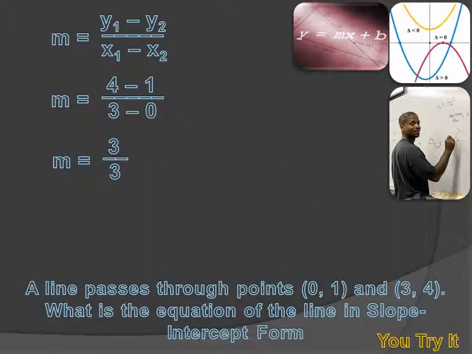Now how about b, the y-intercept? Well, they've told us that one of the points on this line has an x value of 0 and a y value of 1. And since we know that the y-intercept always has an x value of 0, then we know that 0, 1 is the y-intercept and 1 is b. So now we know m and we know b, and we can write the equation. y equals 1x plus 1.